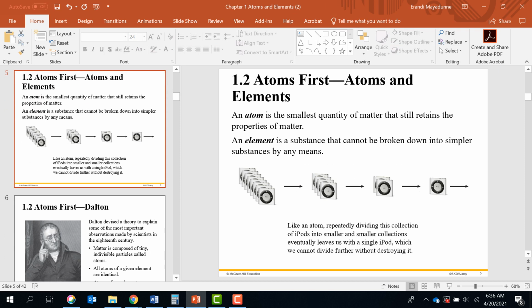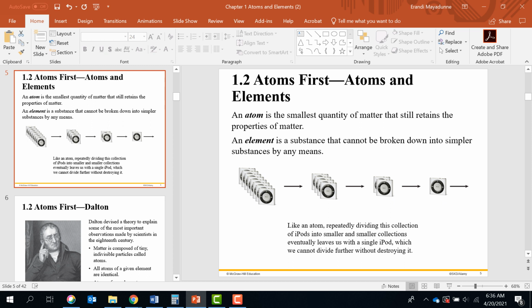And then all around us is made out of, like I told you, matter. The atom is the smallest quantity of matter that still retains its properties, atoms, and the elements. So this is an atom. And then, sorry, this is an atom and this is an element. Sorry, this is an atom. Element is this. So this is an atom.